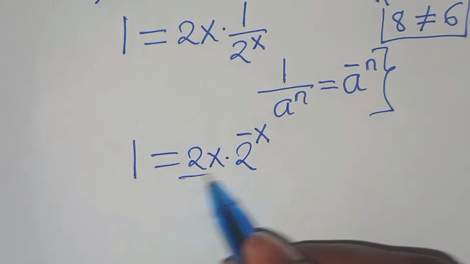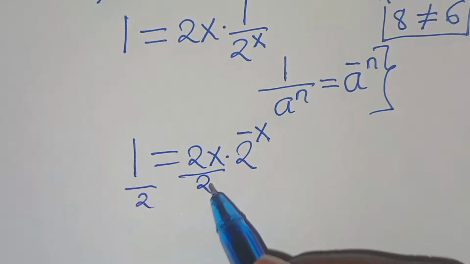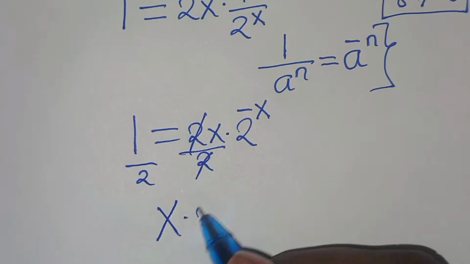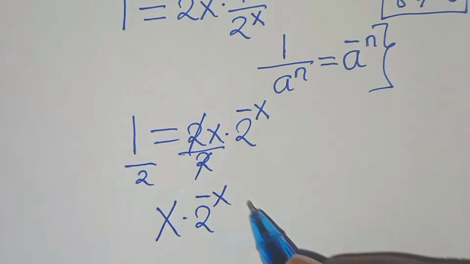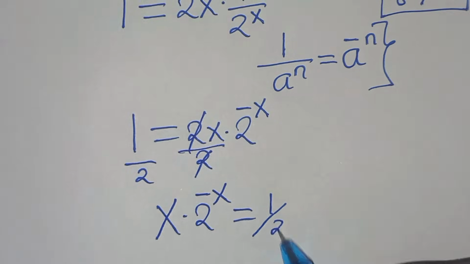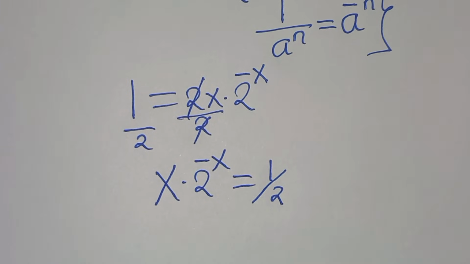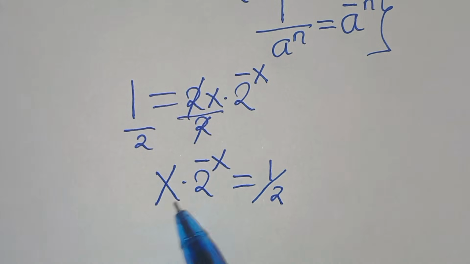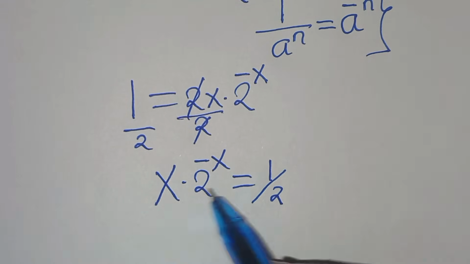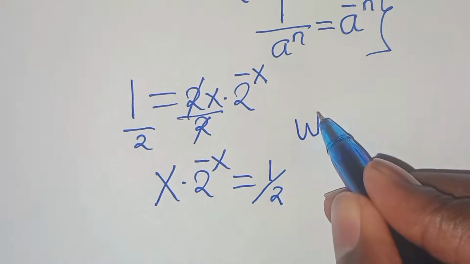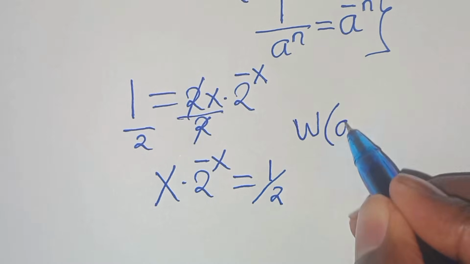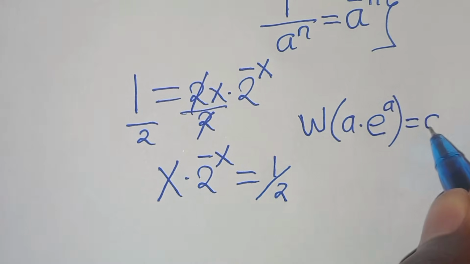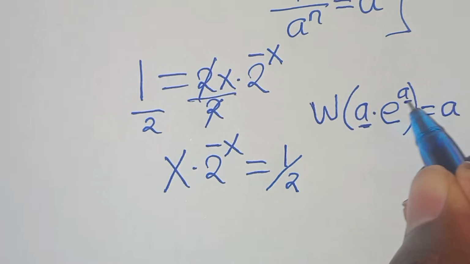The next step is to divide both sides by 2. And this implies that we have x multiplied by 2 to the power of minus x. This is equal to a half. Now, we have the exponent here. This is minus x. The coefficient is x. Now, for us to apply the Lambert W function, which is the Lambert W function of a times e to the power of a, this is supposed to give us a value of a. So a here should be the same as this.